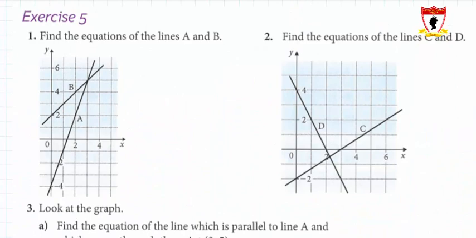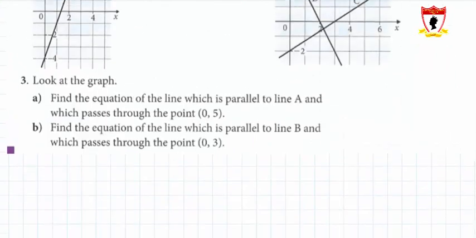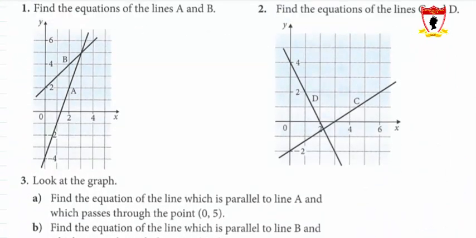Now let's start. Okay, question 1. Find the equation of line A and B. We have to find the equation of line A and the equation of line B. Then question 2, find the equation of line C and line D. Then to do this, look at line A.